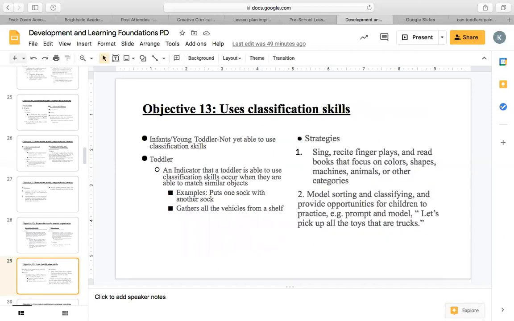Objective 13, uses classification skills. Infants and toddlers are not yet able to use classification skills. An indicator that a toddler is able to use classification skills occurs when they're able to match similar objects. Example: put one sock with another sock. Strategies: sing, recite finger plays, and read books that focus on colors, shapes, machines, animals, or other categories.